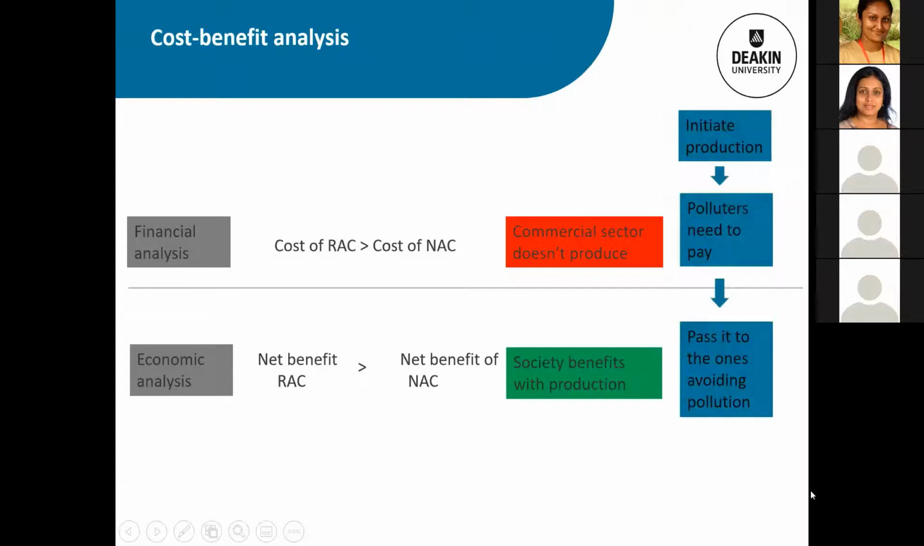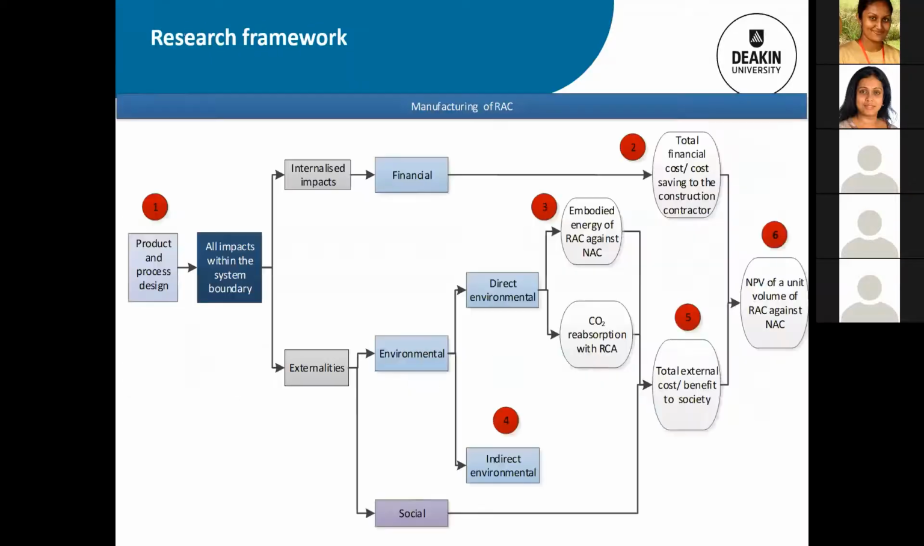So to initiate production, the polluters need to pay. Basically, the one who commits externalities will need to pay and pass it to the ones avoiding pollution. In a country, typically the government or the public sector is the one which would undertake this regulatory action. So what we are doing is basically empowering them with information for taking such a decision.